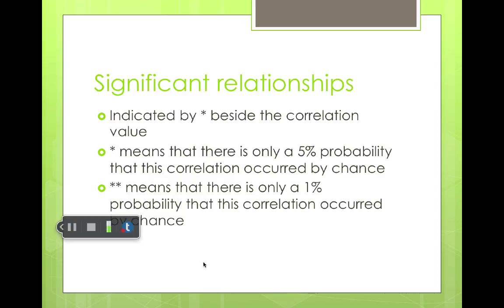If it's got the double asterisk, that's even better. That means there's only about a 1% probability or less that this correlation occurred by chance. So that's a correlation that we're going to have a lot of confidence in.